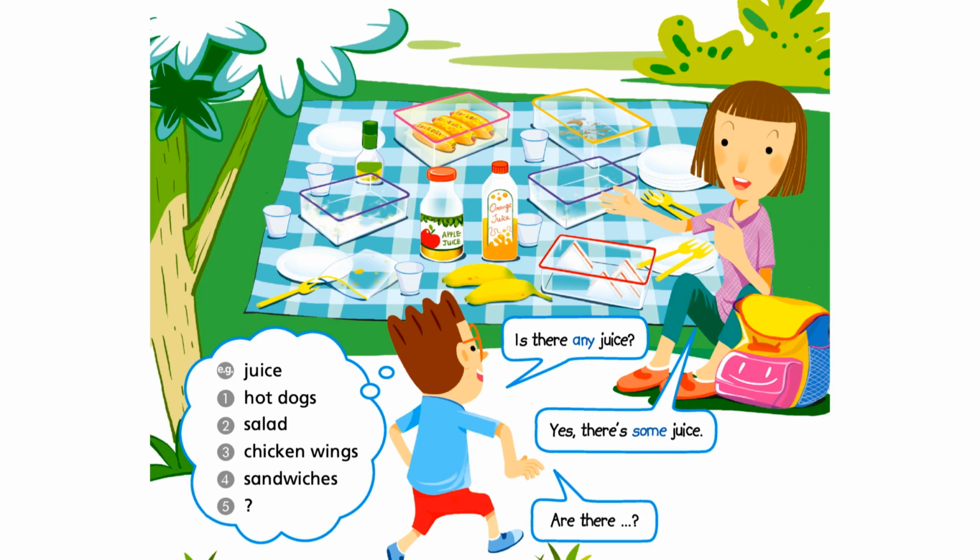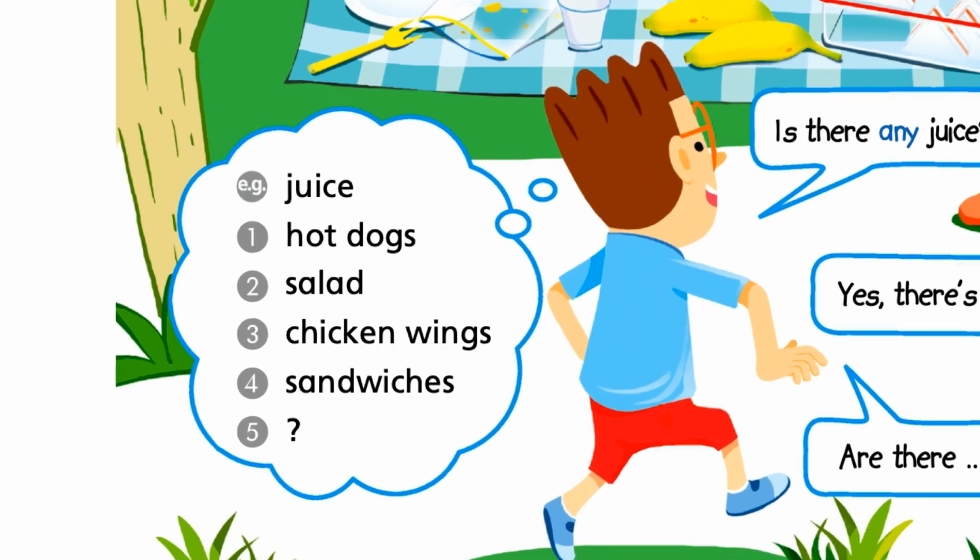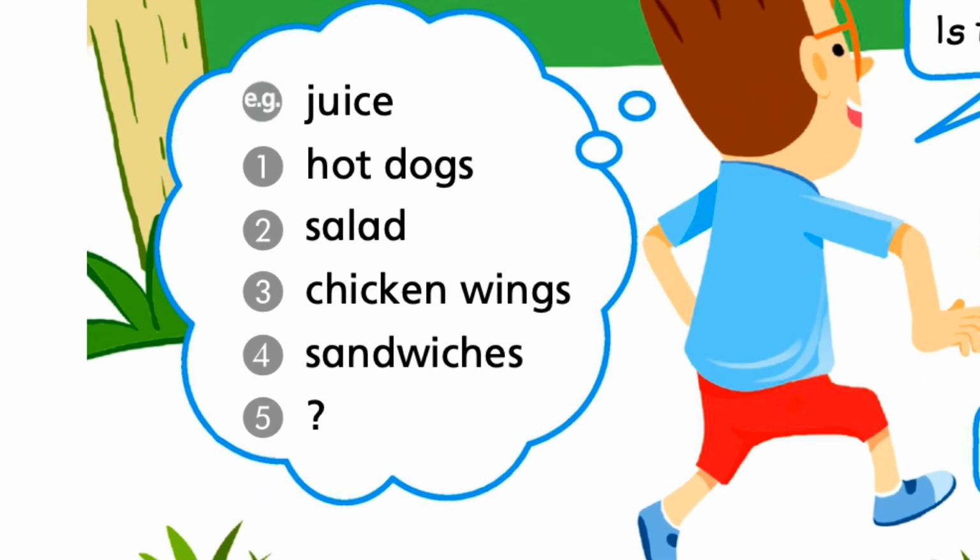When you do the role play, be careful to see whether the food or drink item is countable or uncountable. Remember to use is or are with there correctly. Number 1, hot dogs. 2, salad. 3, chicken wings. 4, sandwiches. And for number 5, you can think of a food or drink item on your own. It may or may not be found in the picture.